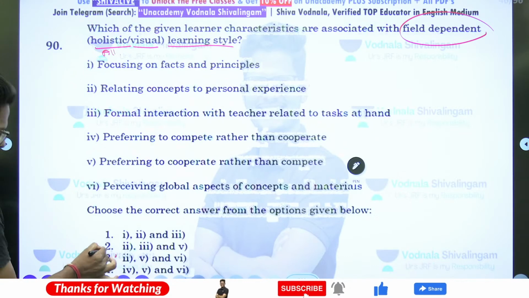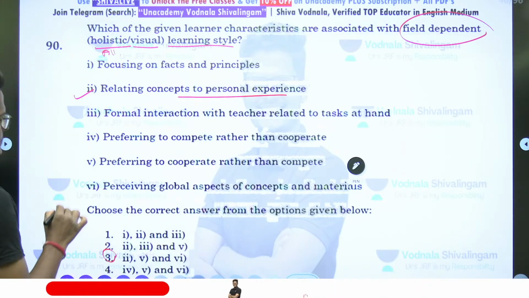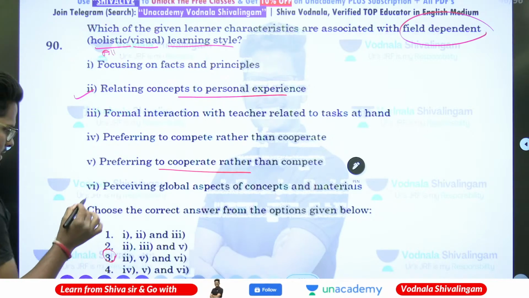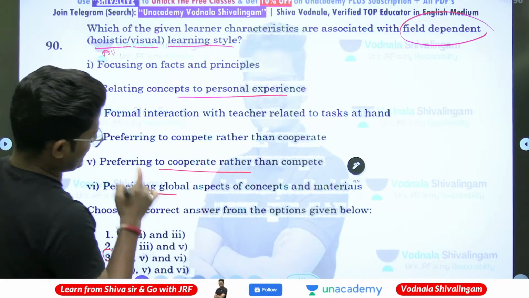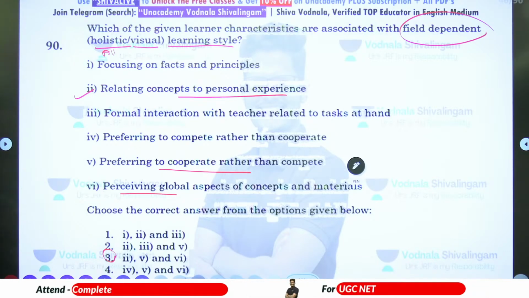Option 3 is the given answer, that is 2, 5, 6. Related concepts to personal experience. And fifth one, preferring to cooperate rather than compete. And sixth one is perceiving global aspects of concepts and material. They're asking about the field dependent learning style.